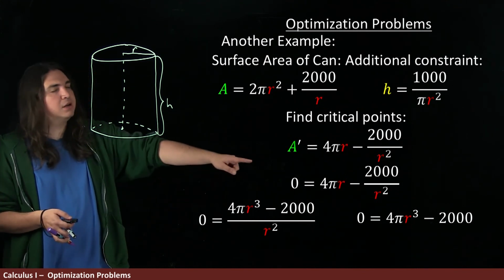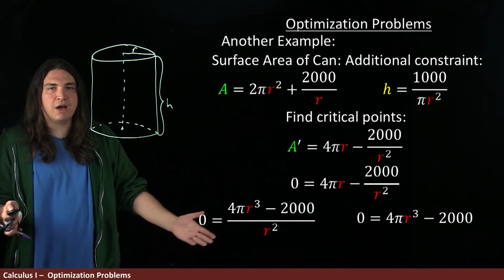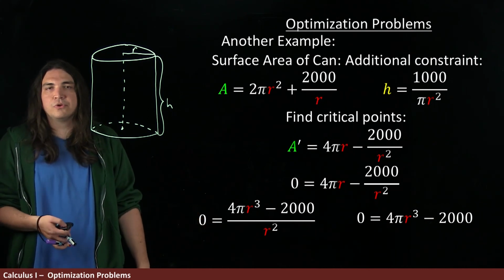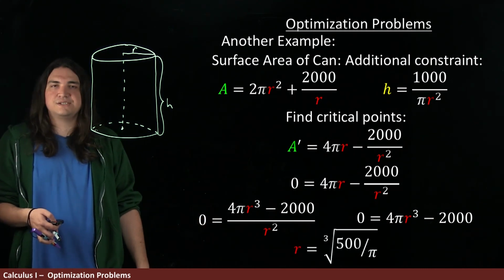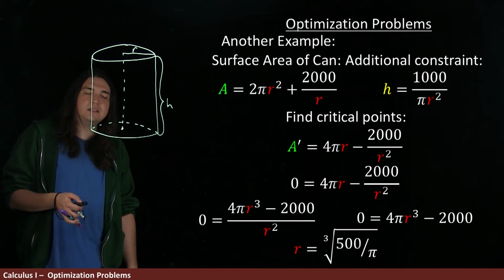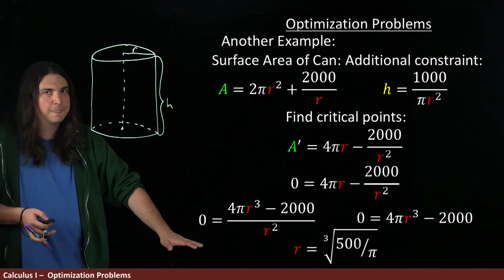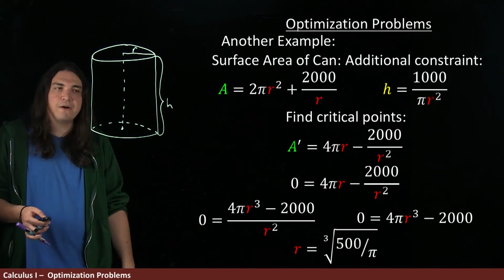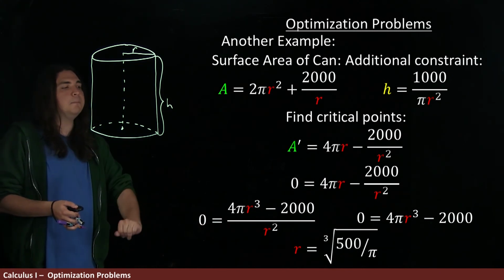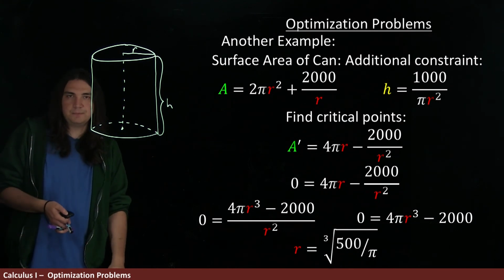Just a little bit of algebra, pull the 2,000 over, divide by the 4 pi, take a cube root, and we get this. This lovely, lovely number, which I will not dare to render in decimal here. We get the cube root of 500 over pi. That number, that is our critical point.